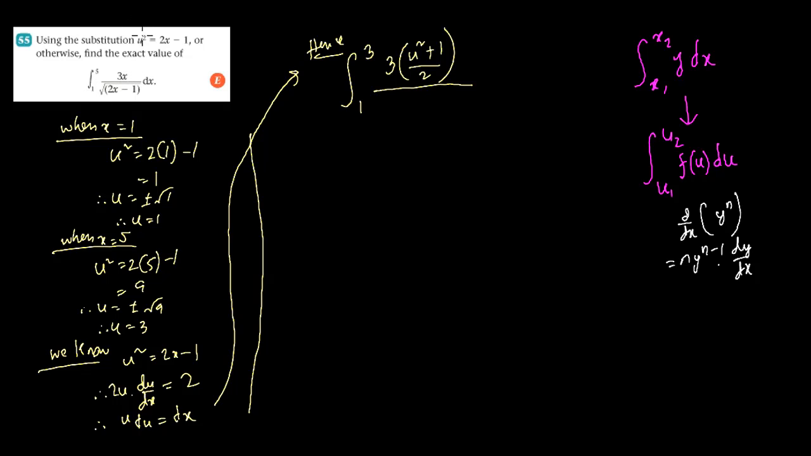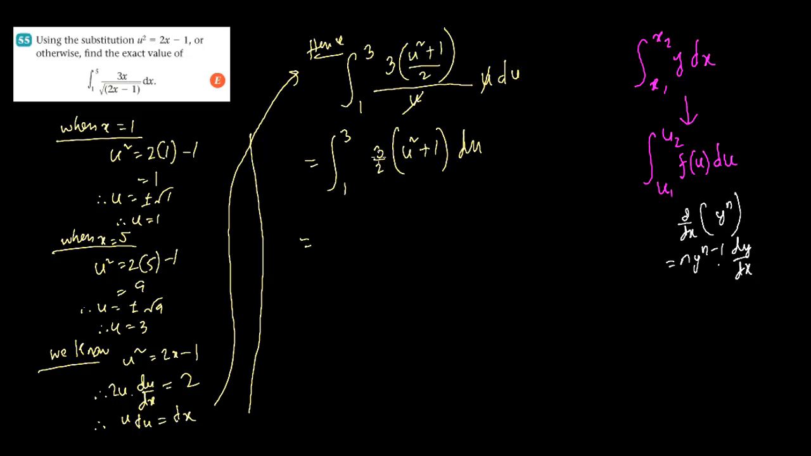Now if you send this square to the other side, u would be equal to square root of 2x minus 1. That's what we're doing. We're taking this expression and playing with this, so it would be u, and the substitution for dx is done here. Dx equals u du, so we have u du. So the substitution has been done. So now this would be limit 1 to 3, this u and this u cancel off, so we can write 3 by 2 u squared plus 1 du.